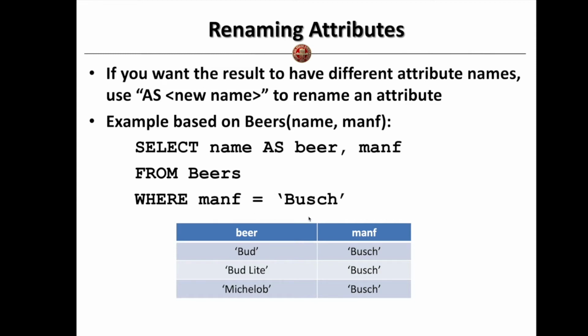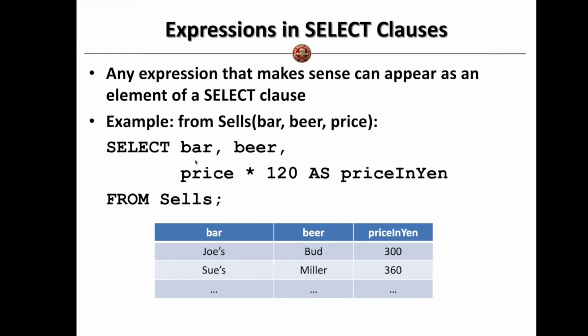So we can do the renaming of these attributes very easily in the select from where statements. Besides renaming, we can also do some interesting things in the select clause as well. For example, we can use an expression in the select clause. What does this mean? Actually, any expression that makes sense can appear as an element in the select clause.